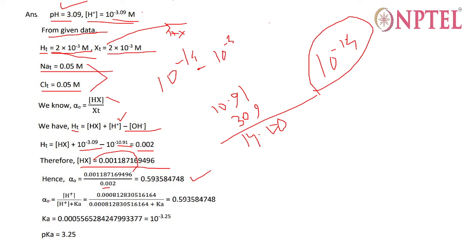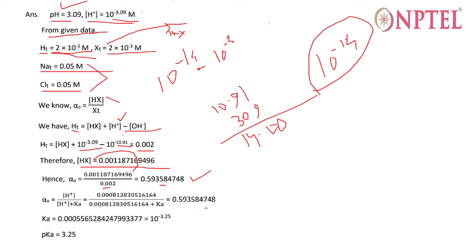So if you know alpha naught, we know another equation: alpha naught equals H plus over H plus plus Ka. So you need to calculate Ka, only then can you find the pKa, right? To find the pKa, first you need to find the Ka value. So just write down this equation, and you know the value of alpha naught, right? Put the alpha naught value here, you know the H plus concentration, right?